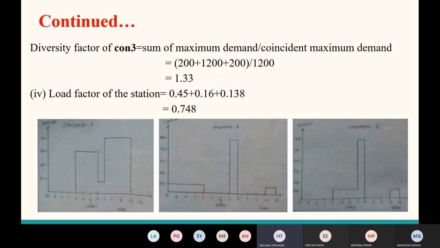Load diversity in kilowatts. Right. So once again I read down the problem.